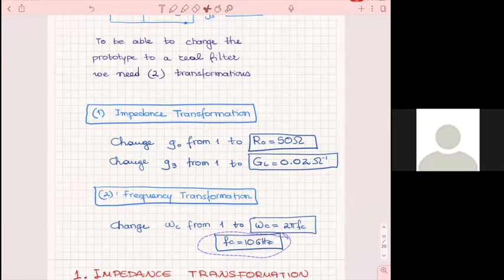We use that rejection at that specific frequency. In the last lecture, we did it extensively to identify how many sections we are going to have. Every section in the prototype is one element. One section can be an inductor. Usually inductors are series elements. They are always, rather, I should say, in a prototype. Capacitors are shunt elements.